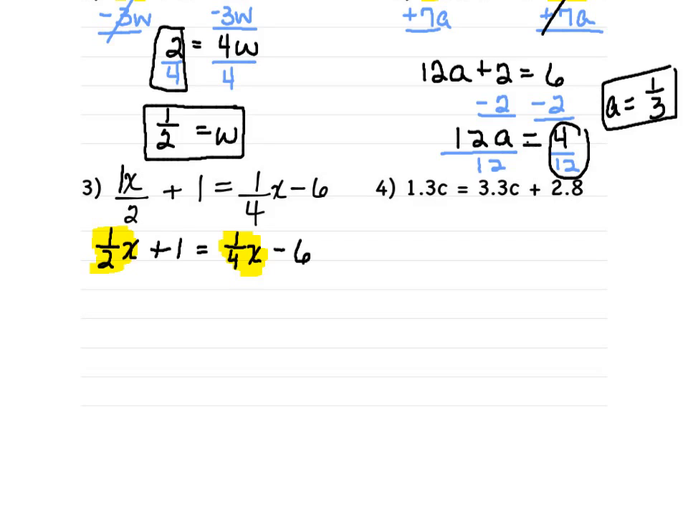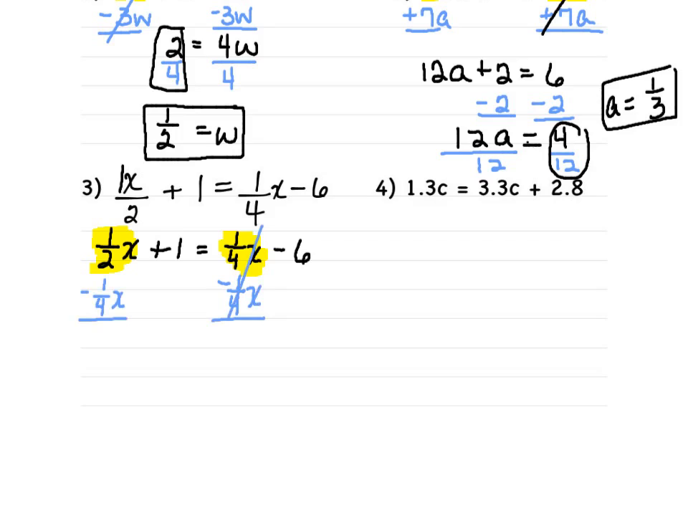I want to remove one of them, and I like to choose the smaller of the two to remove. So which would be smaller, 1/2 or 1/4? Well, of course, 1/4 is smaller. It's positive 1/4, so let's subtract 1/4 x from here. Whatever we do to one side, we're also going to do to the other.